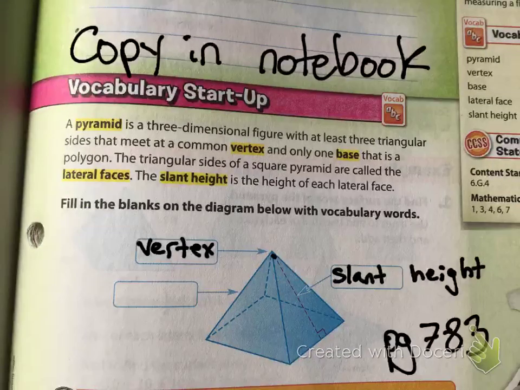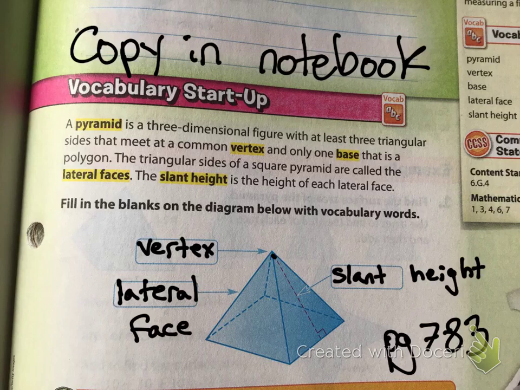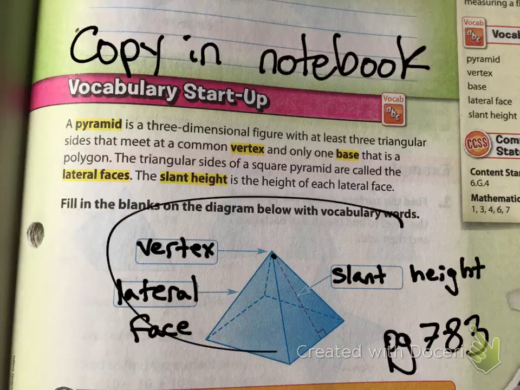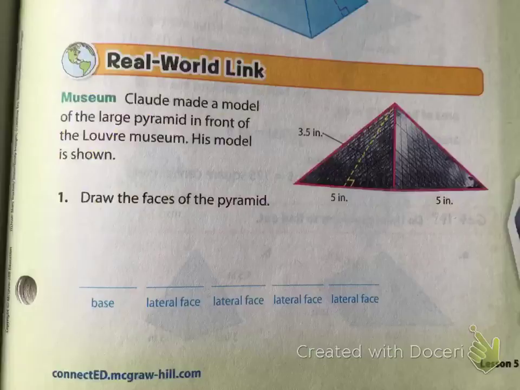What do you think that vocabulary word is going to be? Is it a base that's the polygon? The whole thing is a pyramid. So that means that this has to be a lateral face. Excellent. So make sure that not only do you have this section in your notebook, but I want you to complete this section on page 783.